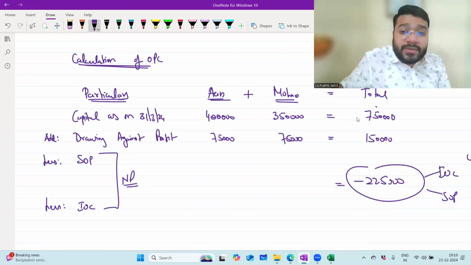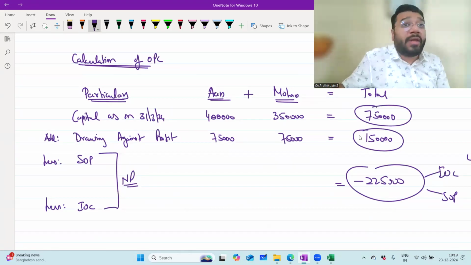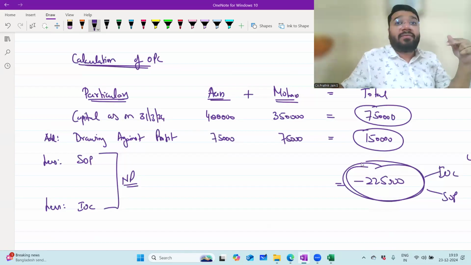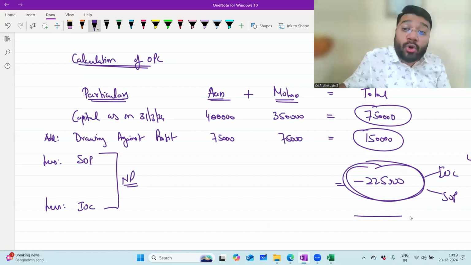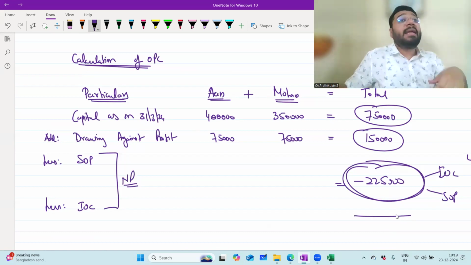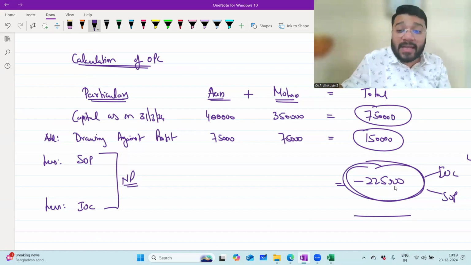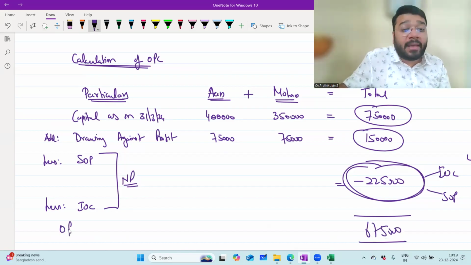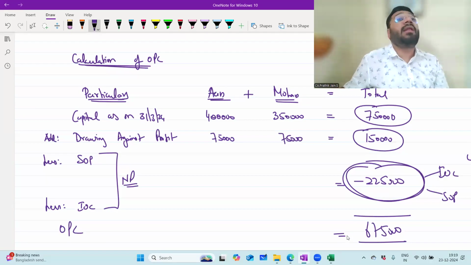Because with the total closing capital, if you add total drawing and minus the total credit side, which is share of profit and IOC together, I'll get the total opening capital. So please tell me, if I minus 225, what do I get? 6,75,000. I call this total opening capital, that is, the opening capital of Anand and Mohan both put together is 6,75,000.